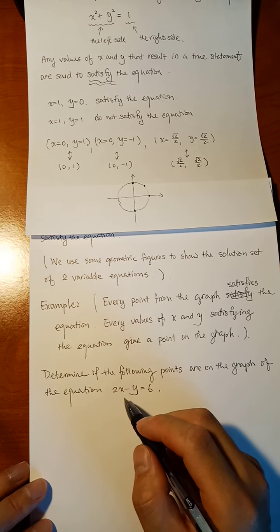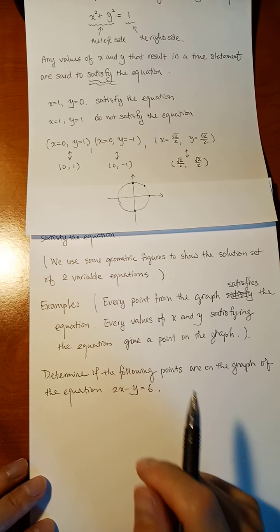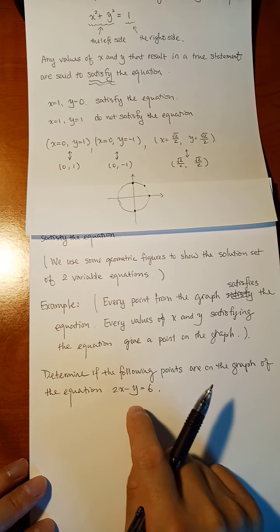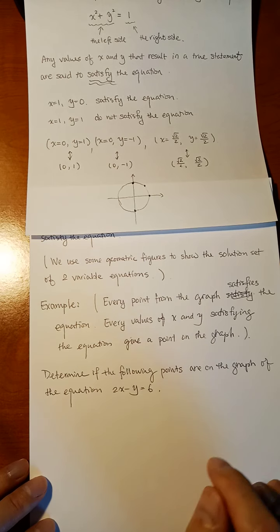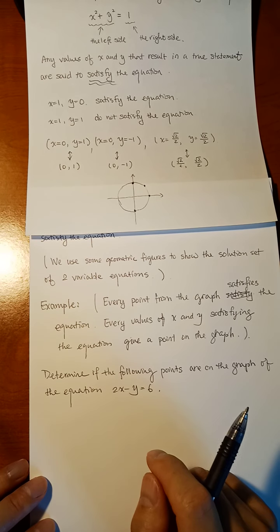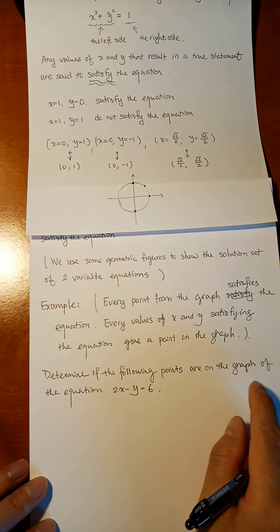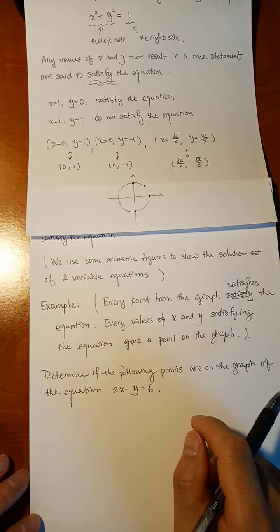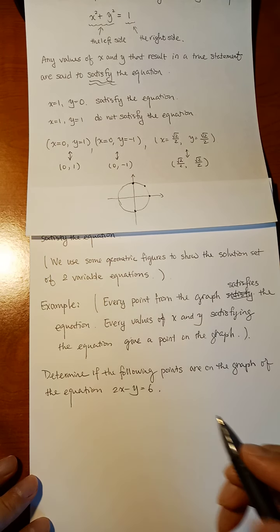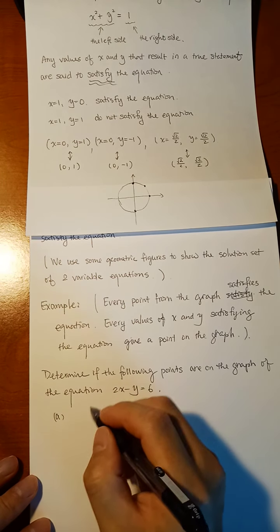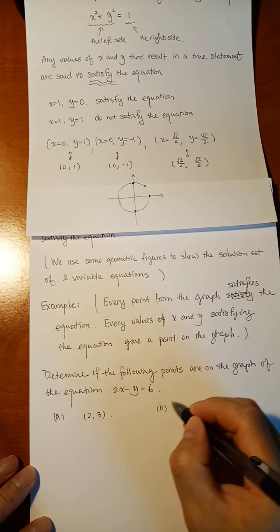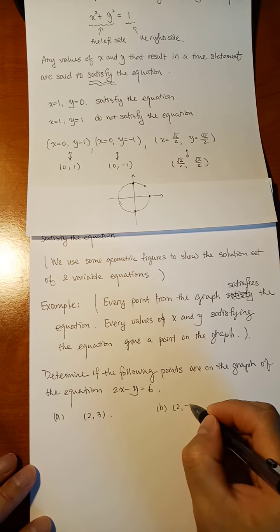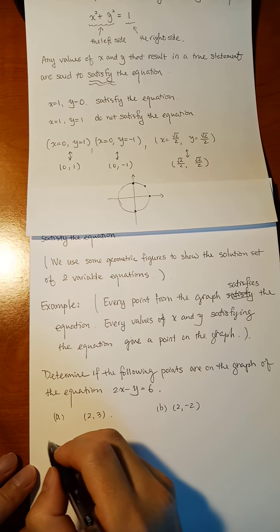If the pair of numbers satisfies the equation, then the corresponding point will be on the graph. If the pair of values does not satisfy the equation, the corresponding point does not lie on the graph. So the first pair is (2, 3), and the second pair is (2, negative 2). Let's see the solution.